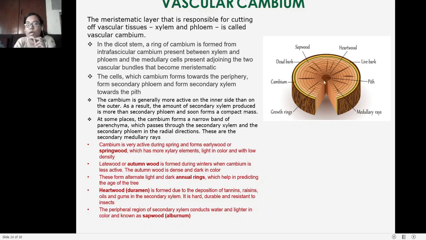Okay, so we can find heartwood at the center. Now sapwood is also called alburnum, and it's found mostly at the periphery of a wood. The peripheral region of secondary xylem conducts water, is lighter in color, and is known as sapwood.